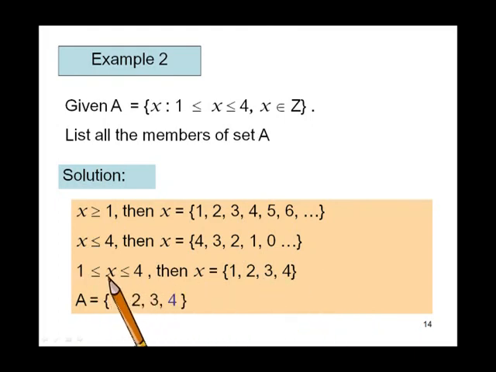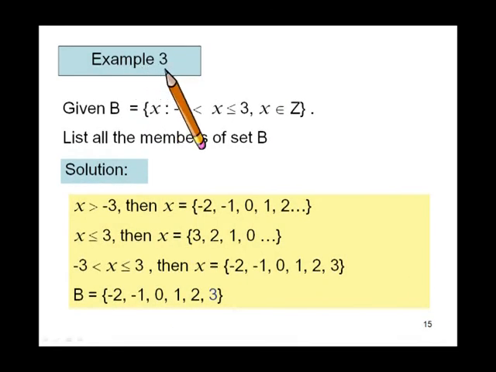X is greater than or equal to 1, lesser than or equal to 4. Then x is equal to 1, 2, 3, 4. A equals 1, 2, 3, 4.